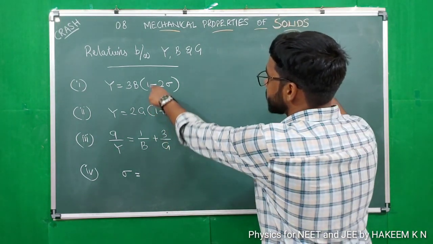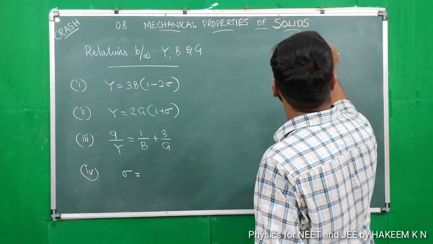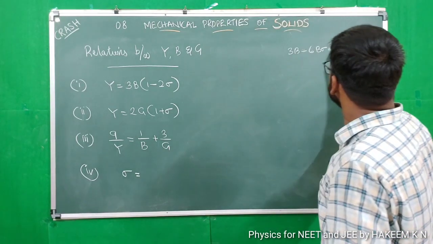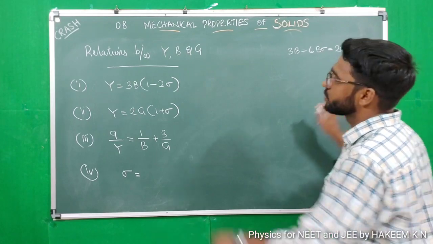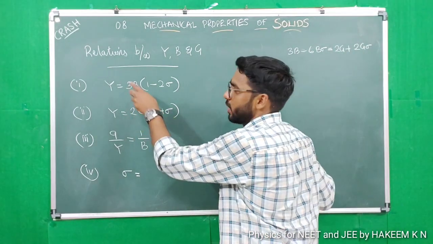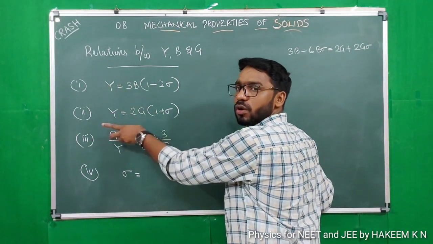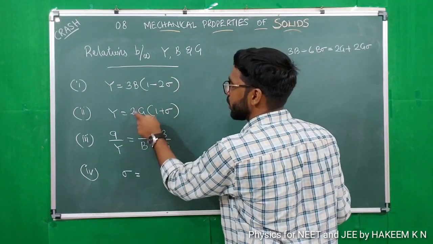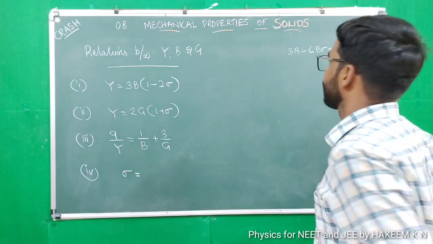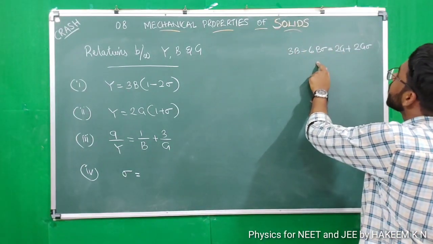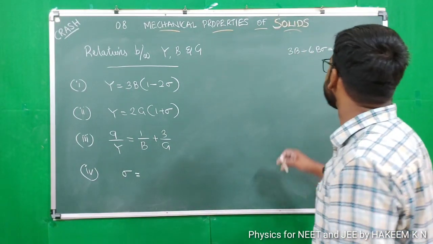3b minus 6b sigma equal to 2g plus 2g sigma. Equating these two equations, both 1 and 2 are Y. So 3b into 1 minus 2 sigma equal to 2g into 1 plus sigma, and breaking the bracket, 3b minus 6b sigma equal to 2g plus 2g sigma.